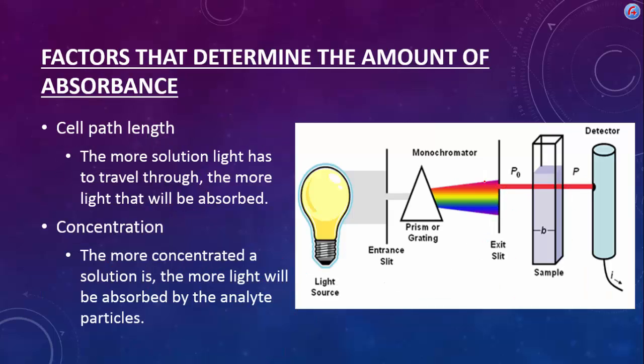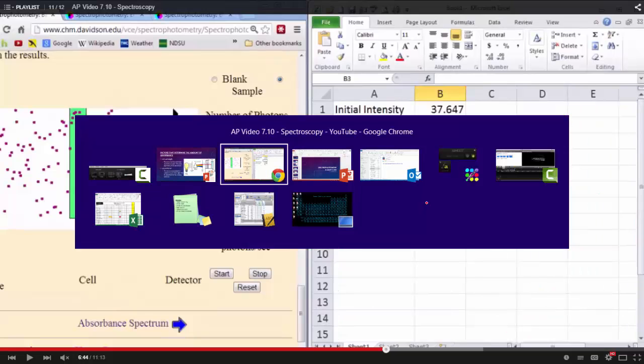So the factors that determine the absorbance are cell path length and concentration. The cell path length is basically how long your container is. Is it this wide, or is it this wide, like you see on the screen here? And if you think about it, the farther the light has to travel through the sample, the more light is going to be absorbed. So I've got another video I'll show you here demonstrating this as well.